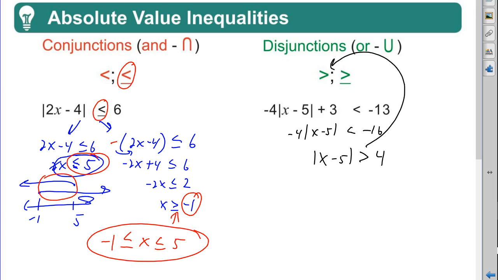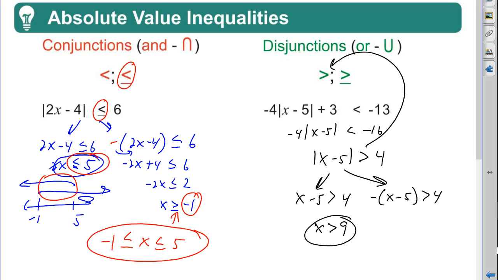How do you solve it? Again, two ways. Remove the absolute value and solve. This is x greater than 9. Replace the absolute value with a parentheses. Put a negative out in front and solve. Negative x plus 5 greater than 4. Add a negative 5 to both sides. Divide both sides by negative 1. Don't forget to reverse or flip the inequality symbol.